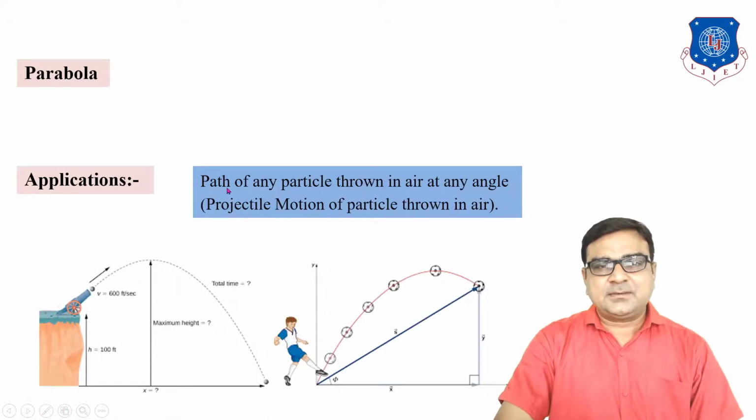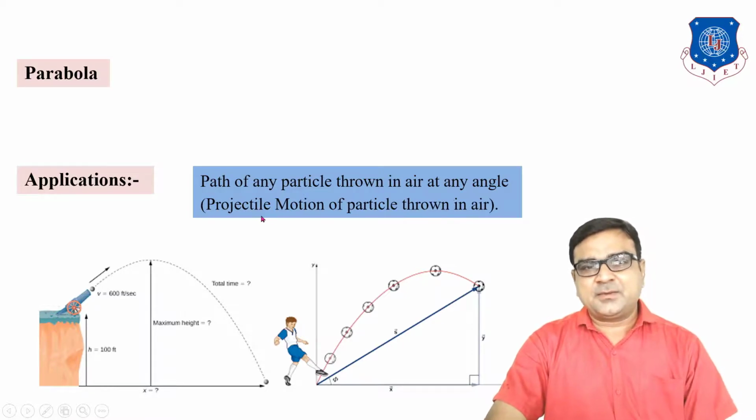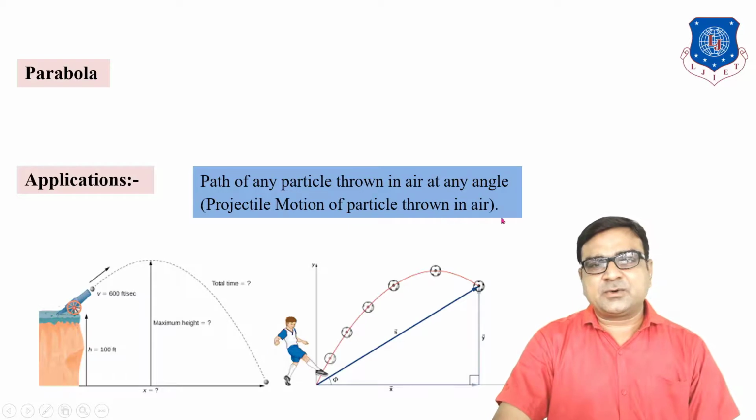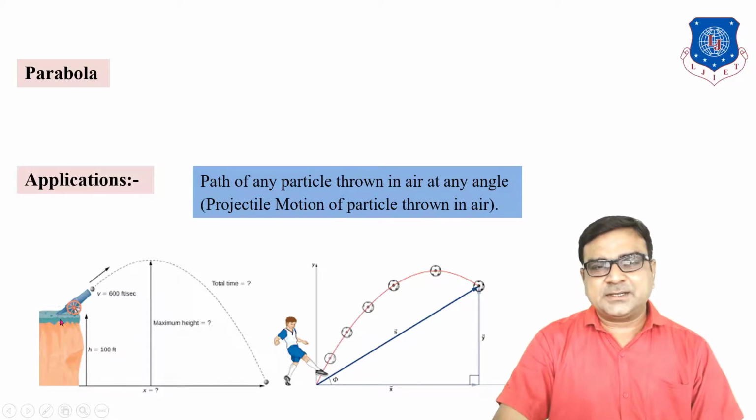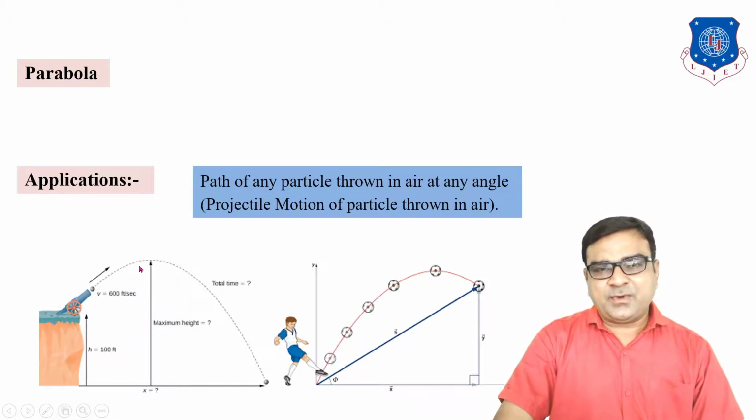And the path of any particle thrown in the air at an angle, the projectile motion of a particle thrown in the air. So when you throw any ball or any object in the air, the profile of that particular object is exactly a parabola.